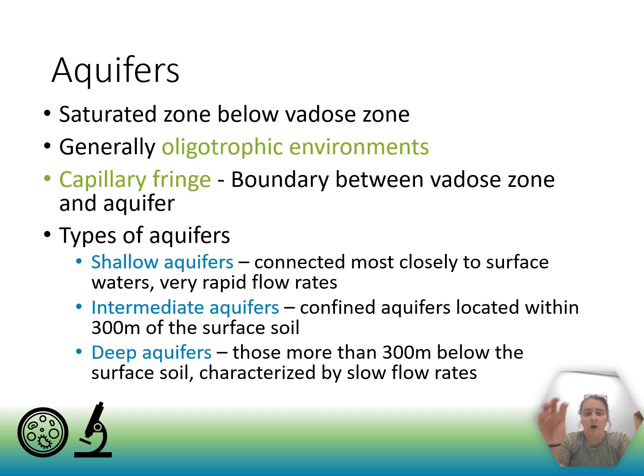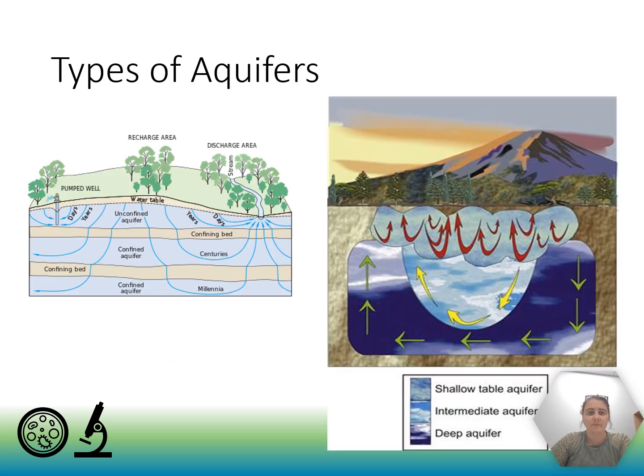So when we talk about aquifers, the water is moving within the aquifer, but it's at different rates depending on the different depths. So this is just a picture that shows that from a water resources standpoint, we can have different types of aquifers. We can have things like confined aquifers. We can have intermediate, which are lower, deep aquifers, which are really, really deep, and that shallow table aquifer. So this is just a figure to show you where those lie.